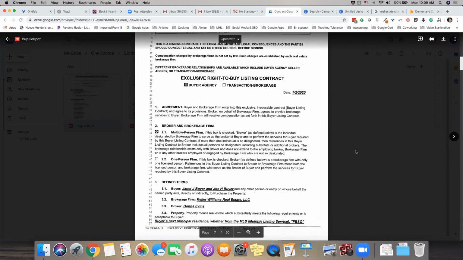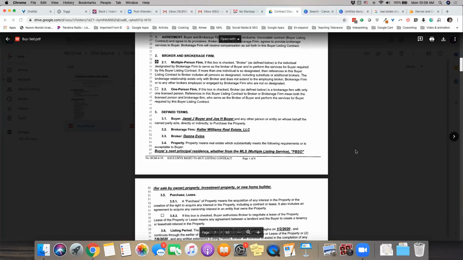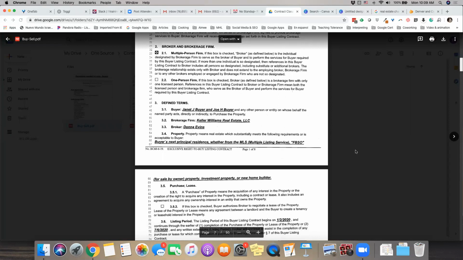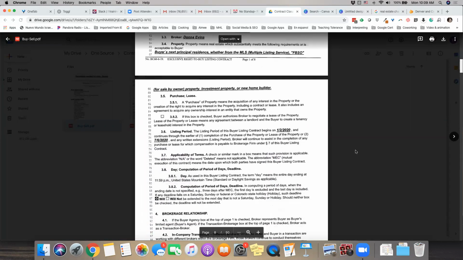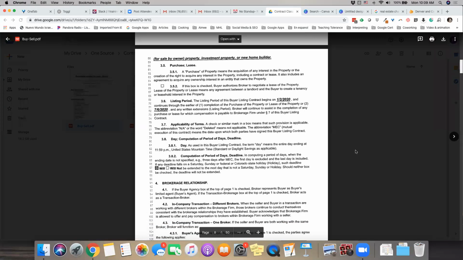On number 2.1, you always check the box that says multiple person company. On number 3, you put in the buyer's legal name, 3.1. The agency and your name will be filled out. Please note that 3.4 needs to be stated as: I have here the buyer's next residence, whether from MLS, multi-listing service, FSBOs, for sale by owners, property, investment, or new homes. Put that in there because that will allow you to be sure that you are going to be able to get paid.